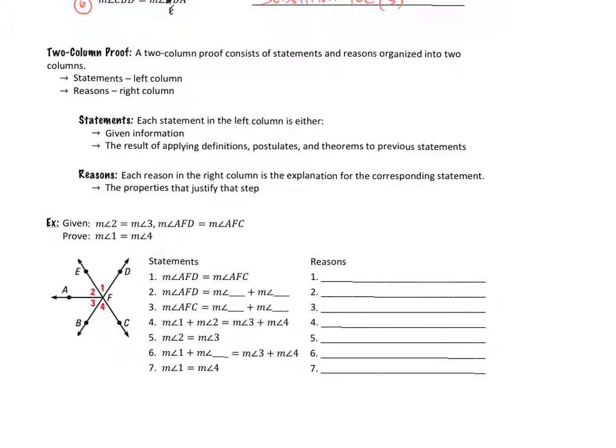All right, so a 2-column proof has 2 columns, and it has numbered statements, and then reasons, which are your justifications. So each statement is either a given or the result of using a definition, postulate, or a theorem. So the reason is the property that you used, whether it was a definition, a postulate, or a theorem, just like we did in all of our examples above. So let's see what that looks like.